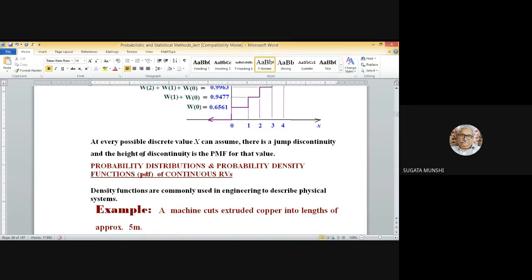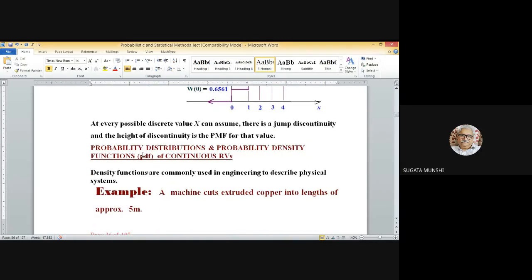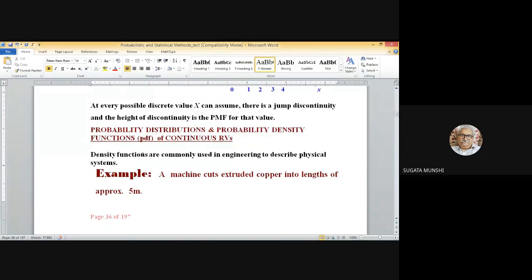To introduce the fact, to move on from discrete random variable to continuous random variable, I am considering an engineering example. Say there is a machine which cuts copper wire, extruded copper drawn into wire. So that wire is cut by the machine into lengths of approximately 5 meters.